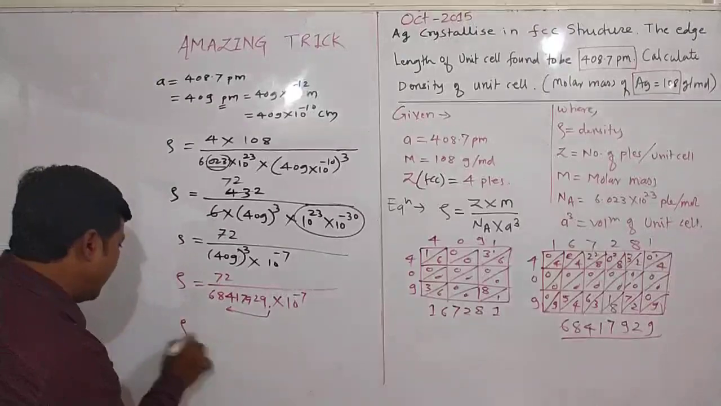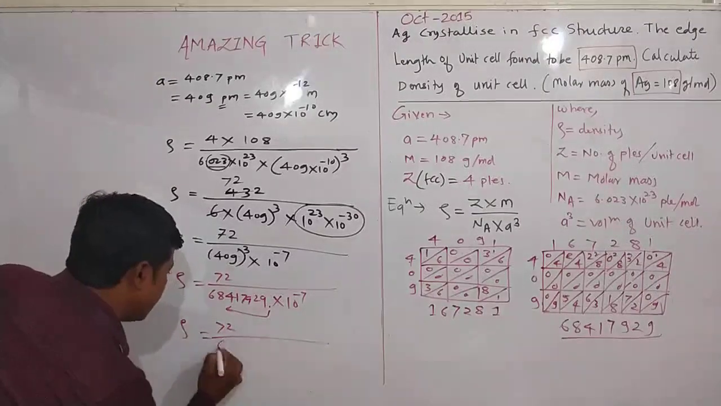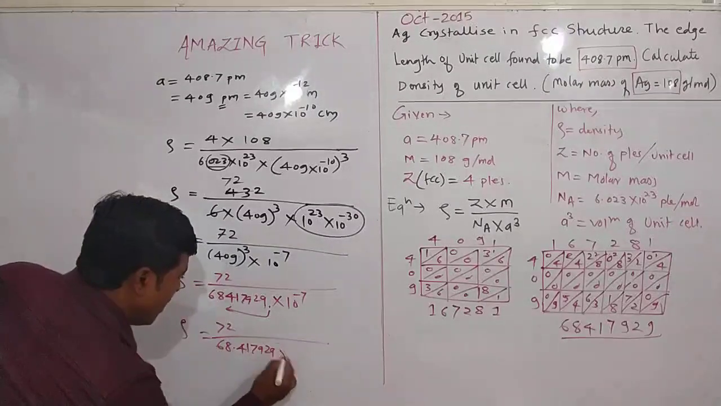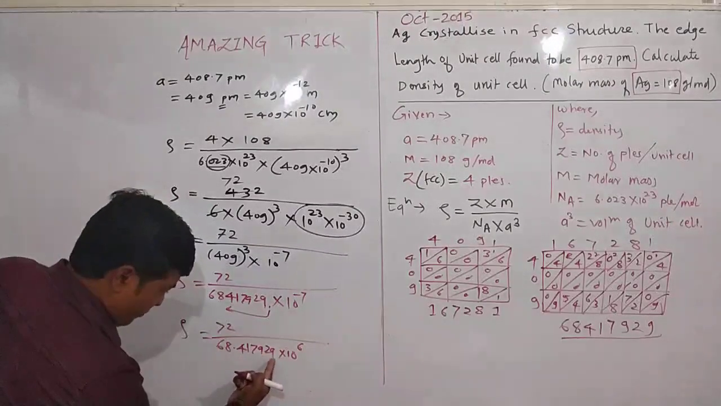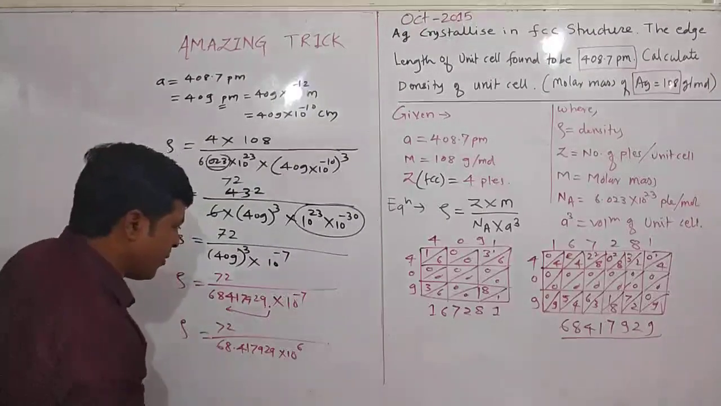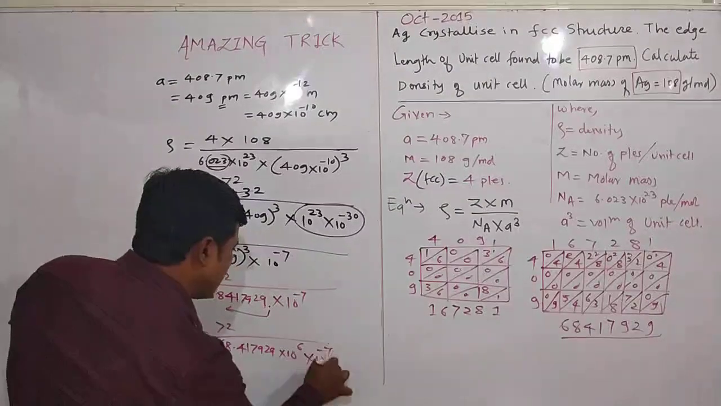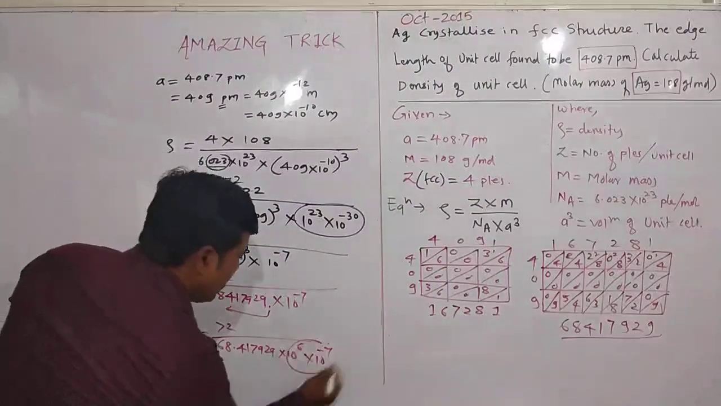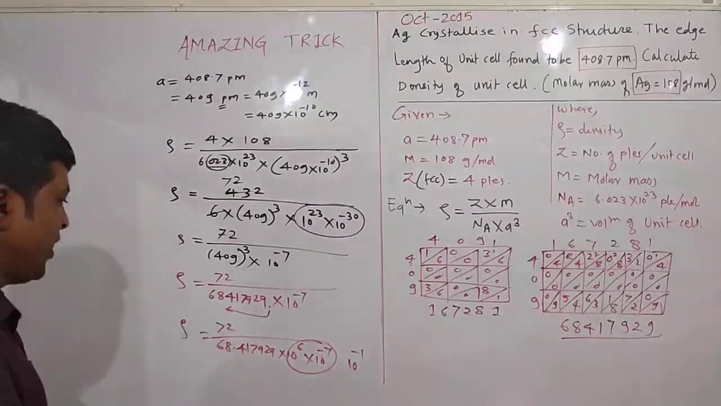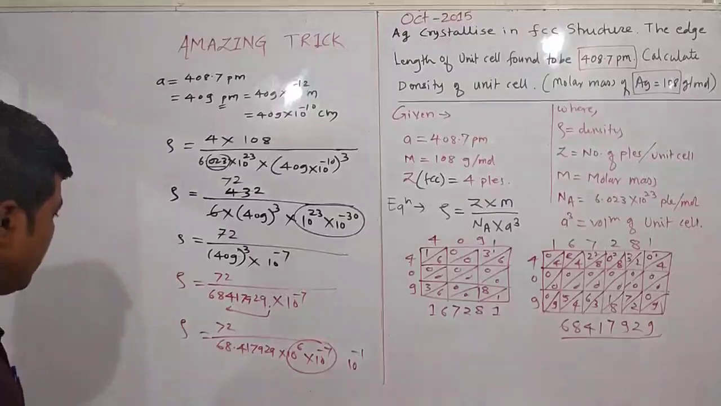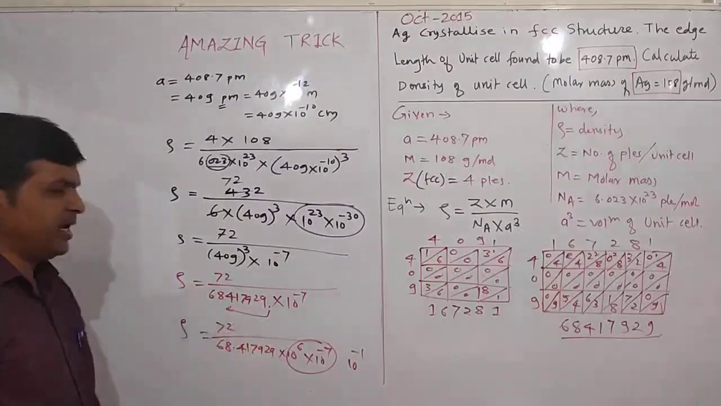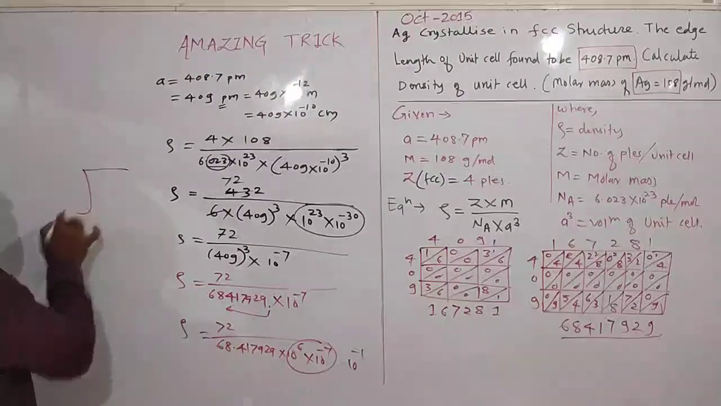So now we can write 72 divided by 68.417929 into 10 raised to 6. Decrease by 6 places, so you have to increase the power by 6, no doubt, into 10 raised to minus 7. So it comes to be 10 raised to minus 1, which becomes 10 raised to 1 in the numerator, no doubt. So you have to divide 72 by 68, and it is now very simple.